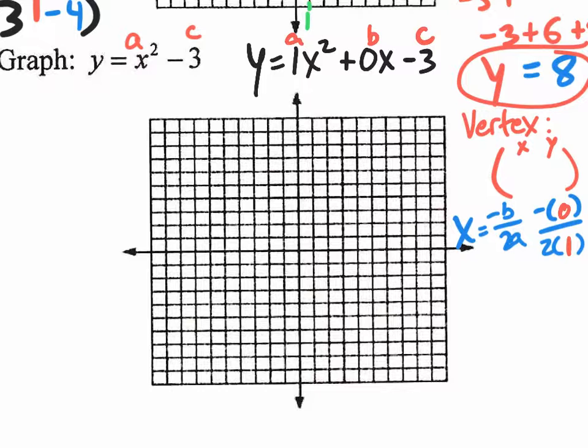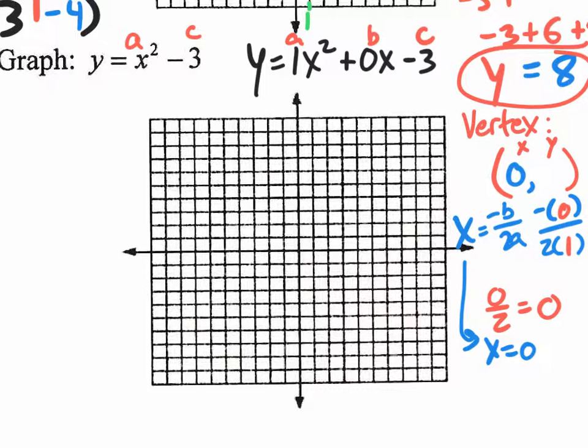-0 is still 0, and 0 divided by any number is still 0. So what did I just find here? I found x equals 0. The x of the vertex equals 0. I still need the y. How do I find the y?